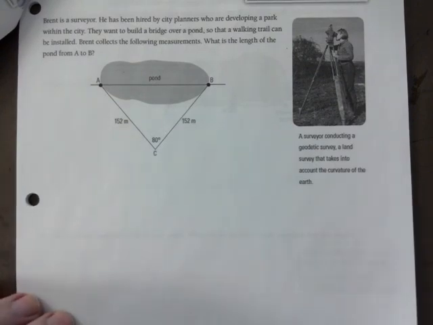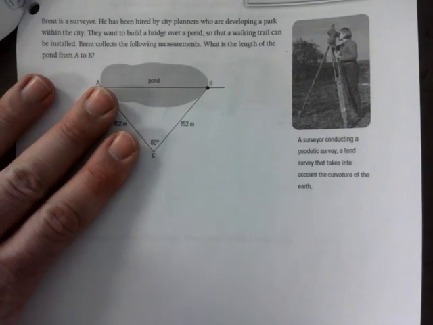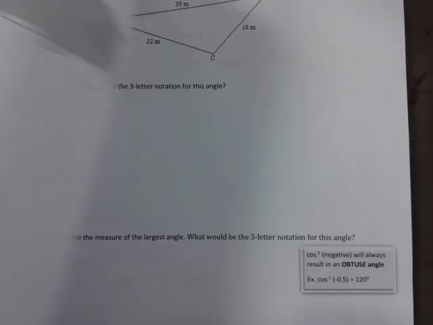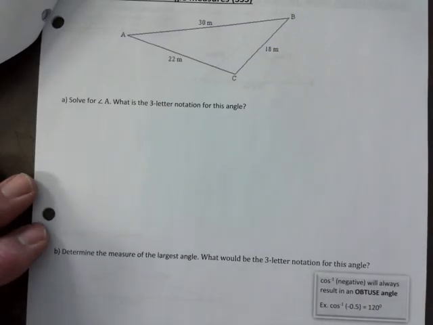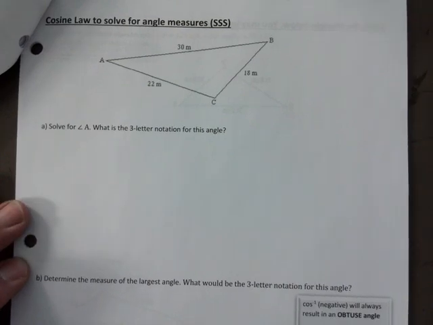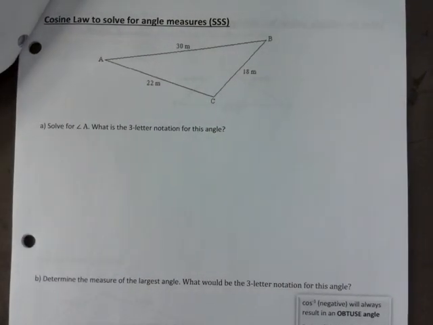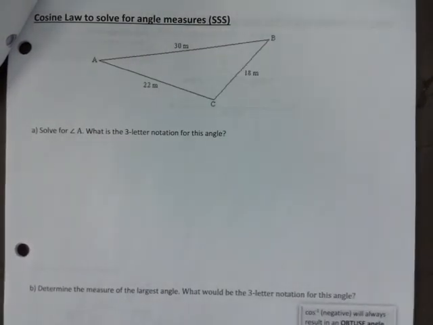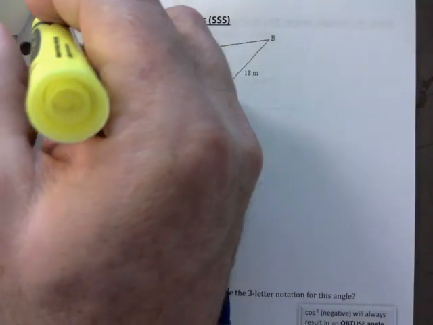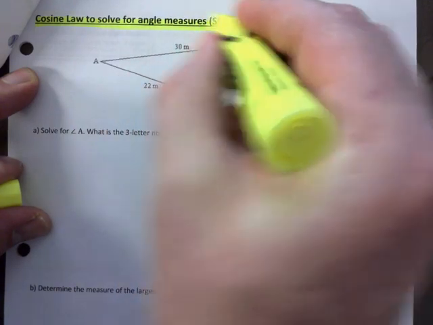Come back. Follow me, we're going to skip 18 for a bit. That's an SAS. I'm going to ask you to do that to warm up. We're going to go to page 20. Okay. Cosine law to solve for angle measures.